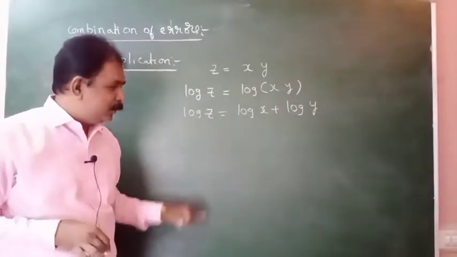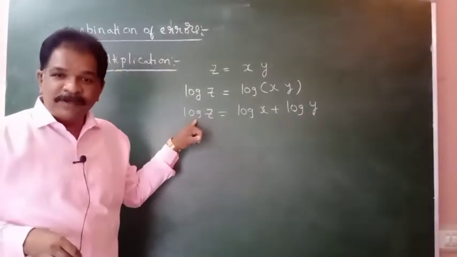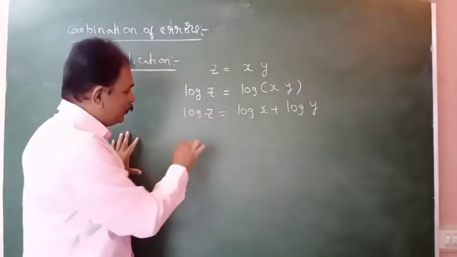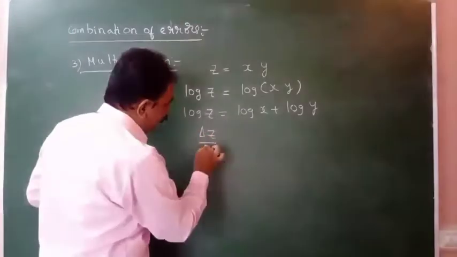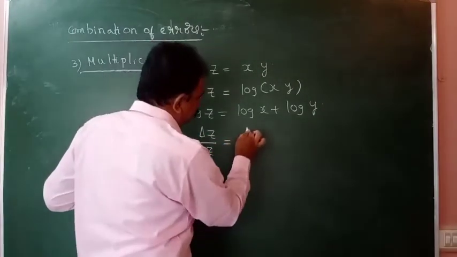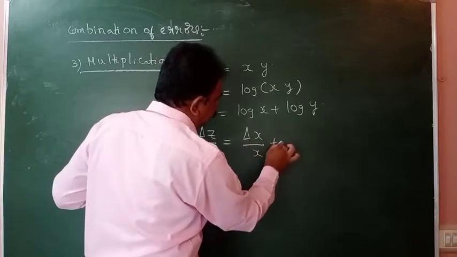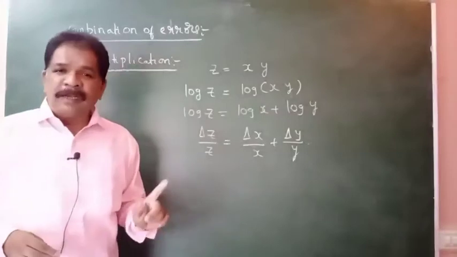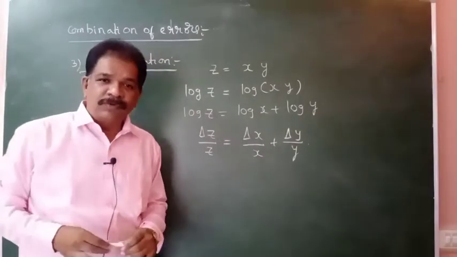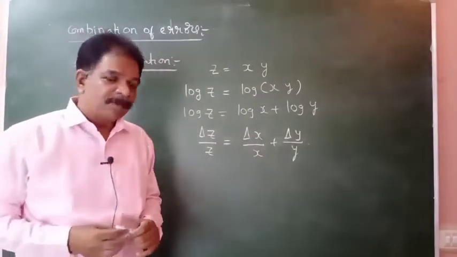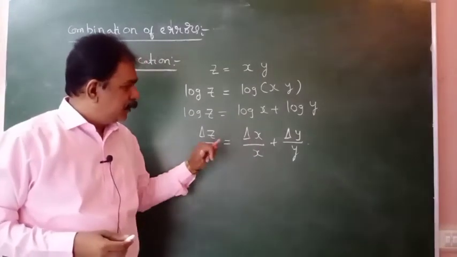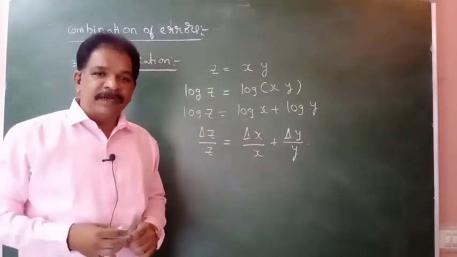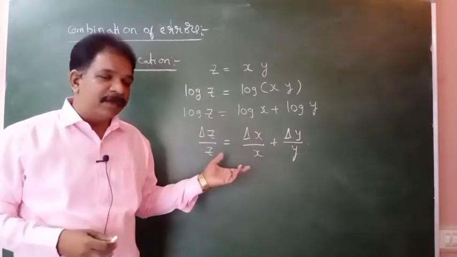If we differentiate this one, differentiation is also not completed for you. Just remember, if you differentiate this one, this will be delta z by z, this will be delta x by x, this will be delta y by y. Logarithms and differentiation both will come in mathematics in the same 11th class. These are simple concepts only, but because those are not started for you, you may not understand.